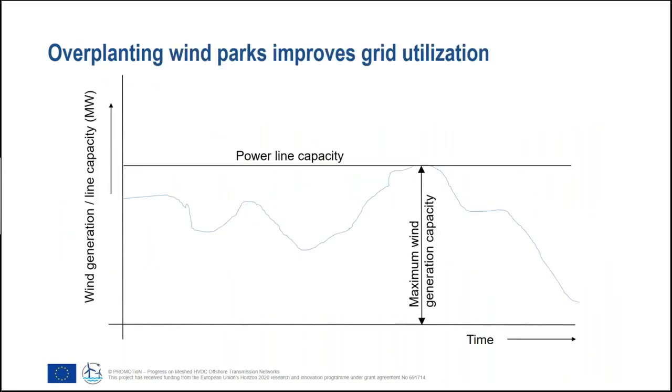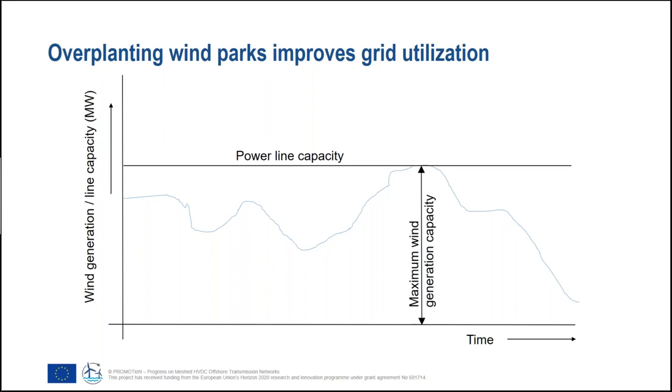First, the issue of overplanting. If you allow just so much wind capacity to be installed as the grid can always evacuate, which actually was the starting assumption of the project, then you never get congestion. However, you also don't use the grid optimally.